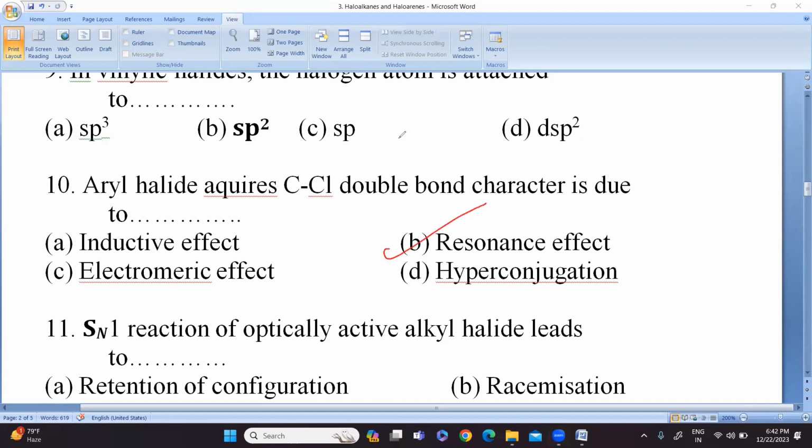As you know from resonance structures, the C-Cl bond has a partial double bond character. So the bond cleavage in haloarenes is very difficult. You cannot break the bond in the haloarenes. Because of this, it is less reactive towards nucleophilic substitution reactions. When you write the resonance structures, you will come to know. So it is due to resonance effect. Next question.